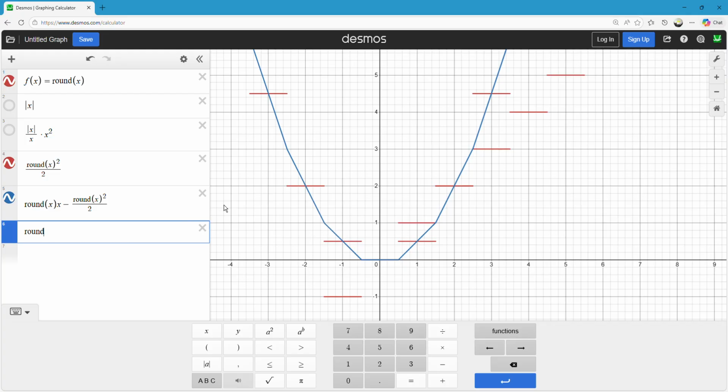here is a really funny function that I did once. X minus the round of x.